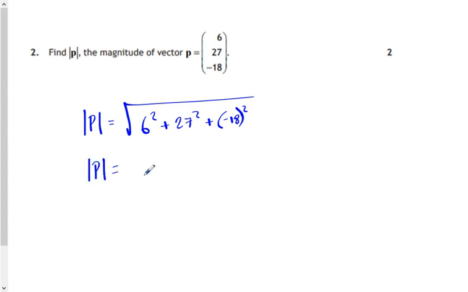So we get, and don't forget your brackets around that negative, because a negative squared becomes positive. So we get 6 squared plus 27 squared plus, I'm just going to type 18 squared there, just to make it easier on my calculator. So we are looking for the square root of 1089, giving us that the magnitude then is 33. And vector has no units here, so it's just a number 33 there.